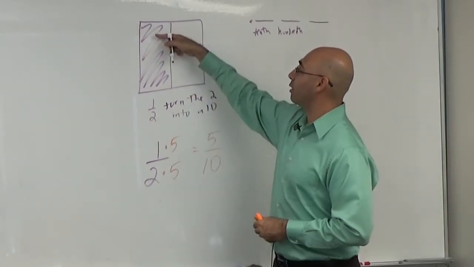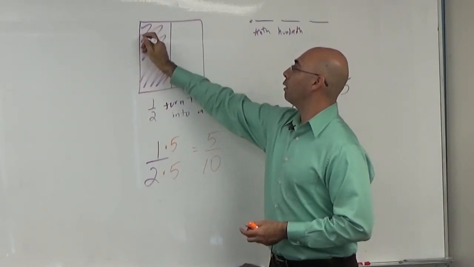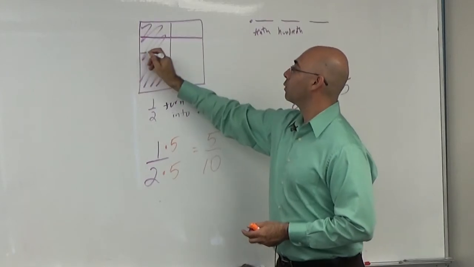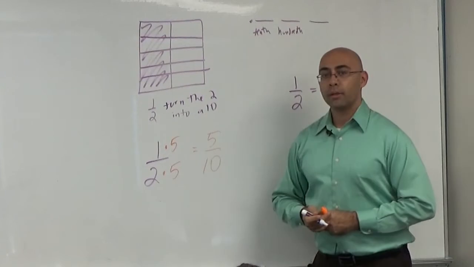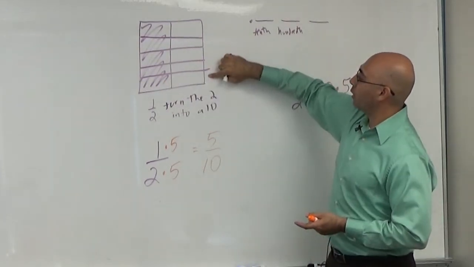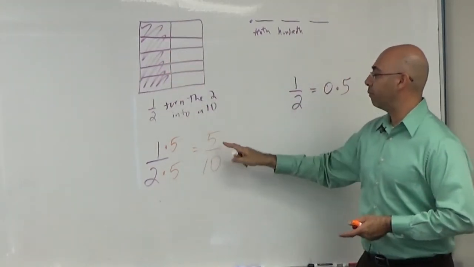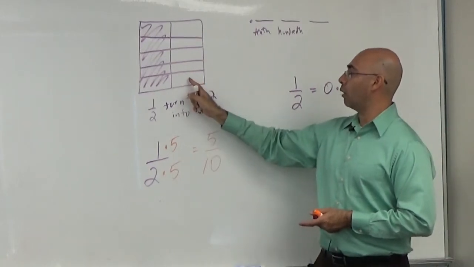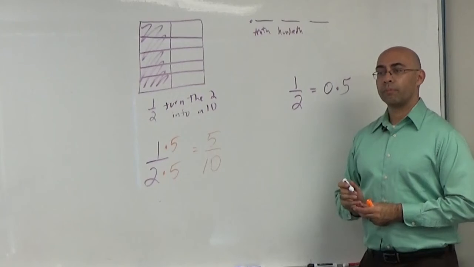To go back to this, if I were to use this as a picture, to turn the bottom into a 10, I'll have to cut this up into 10 pieces. 1, 2, 3, 4. Now if I look at this, in just the picture, how many pieces are shaded? 5. And how many pieces are there all together? 10. There you go.